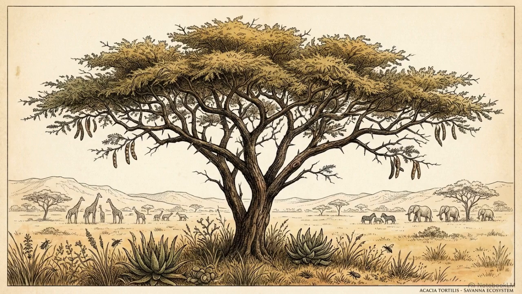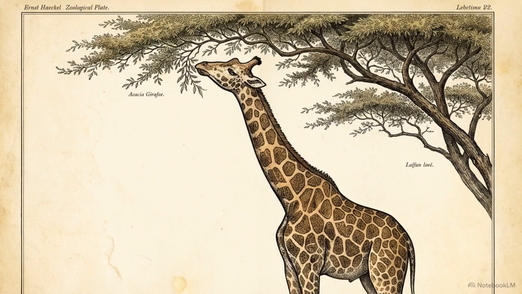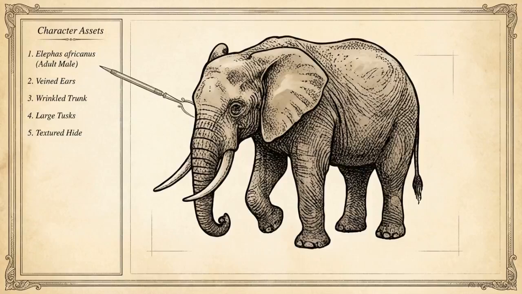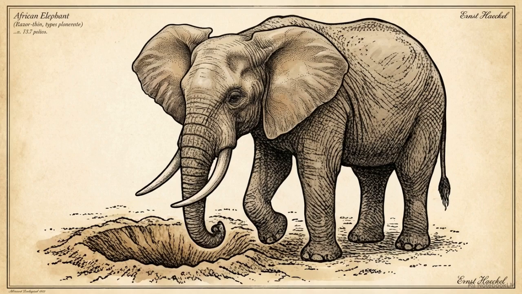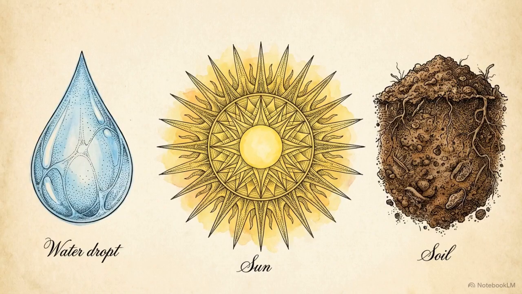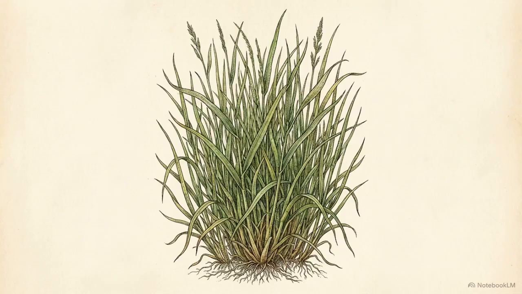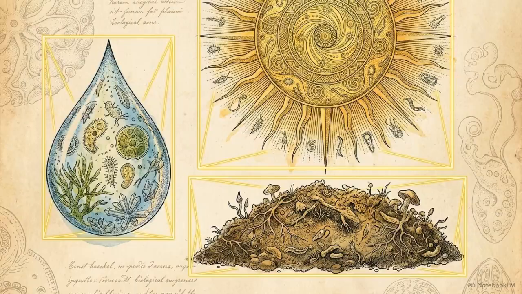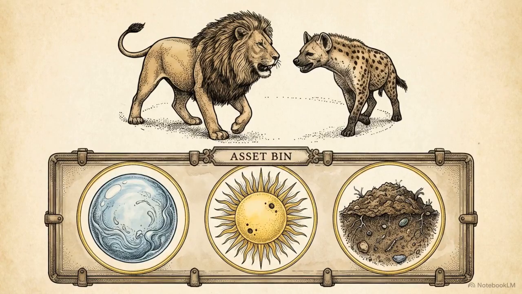Next, we build the foundational environment. We animate the biological gardeners of the landscape, placing the giraffe character reaching up to feed on the high canopy leaves. We add the elephant character. The script notes that elephants dig wells during the dry season, so we place the elephant digging into the dirt to establish the baseline physical environment. The transcript dictates that water, sun, and soil combine to grow the grass. We need literal visual translations for those 3 individual elements to prepare the sequence.